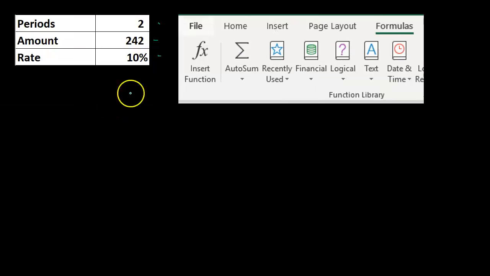Now Excel is usually the way that we'll see it in practice, and we really want to know within Excel the present value and the future value formulas. So we'll take our same data up top. We have the periods 2, the future value 242, so we're imagining we're going to get 242 2 years in the future. What's the present value at a discount rate of 10%?